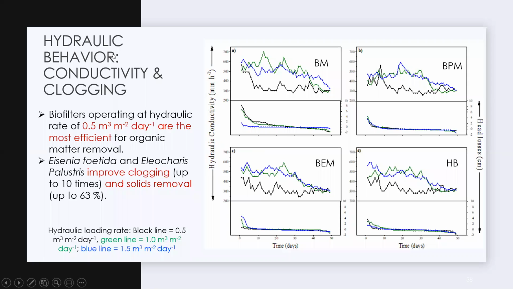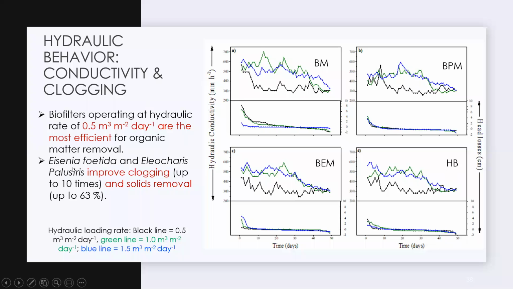On the other hand, studying the hydraulic behavior, we were able to see that this hydraulic rate, 0.5 cubic meters per day per square meter, was the best hydraulic rate for removing organic matter. This was the smaller one, and that was the hydraulic rate that helped us to have the water going through the biofilter during a time that was long enough to be able to remove the contaminants that we have.